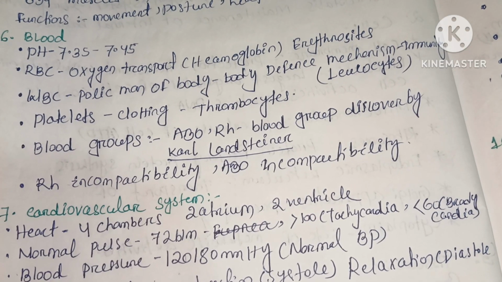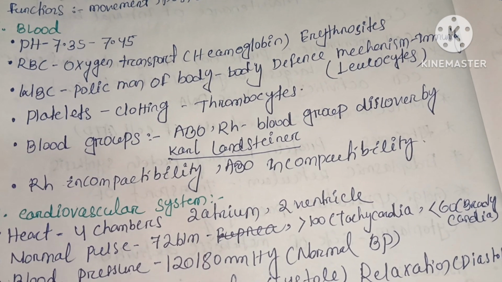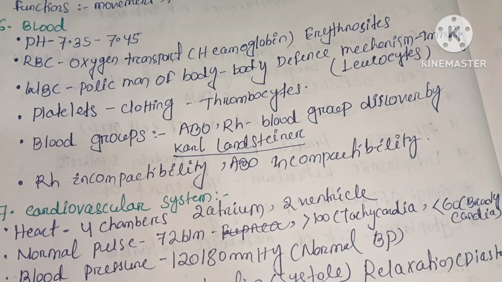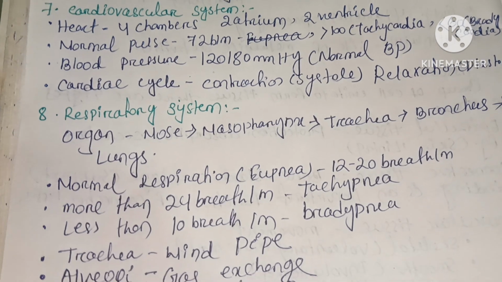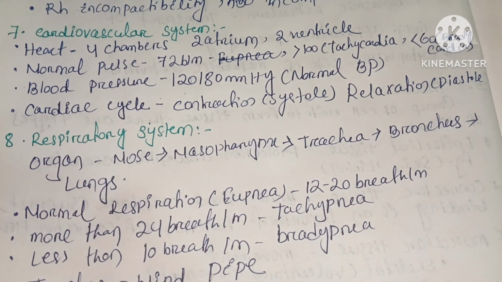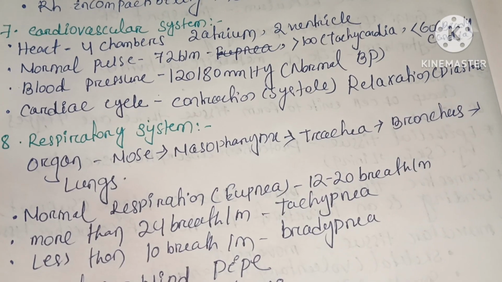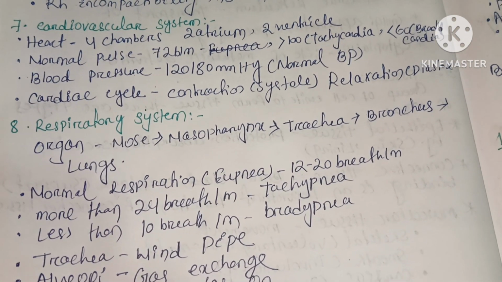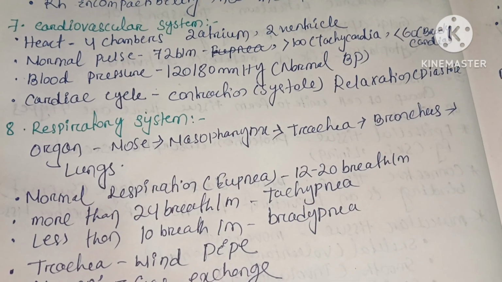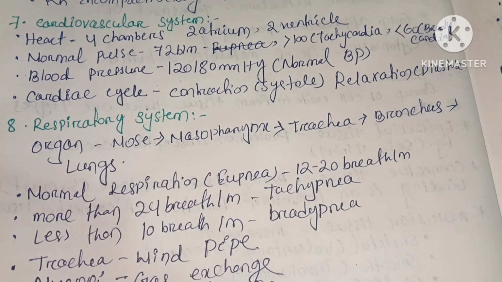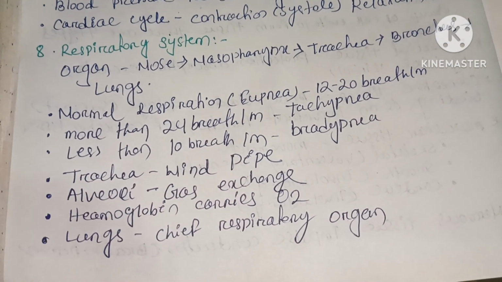In blood, pH is 7.35 to 7.45. RBC has oxygen transport capacity, so it carries oxyhemoglobin. RBC formation is otherwise known as erythropoiesis. WBC is known as leukocytes, and platelets are known as thrombocytes. And the ABO blood grouping was first introduced by Karl Landsteiner. Then, WBC is known as the policeman of the body.